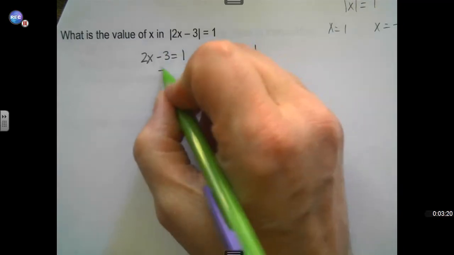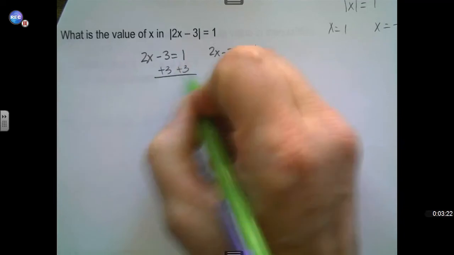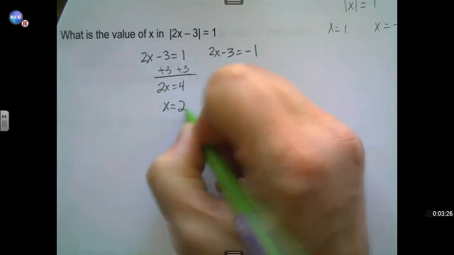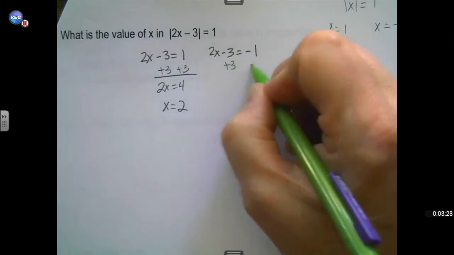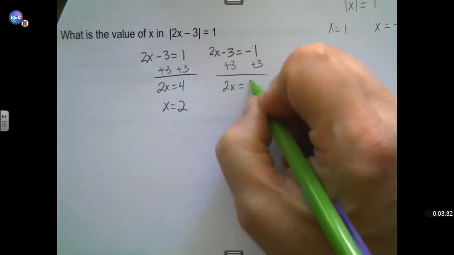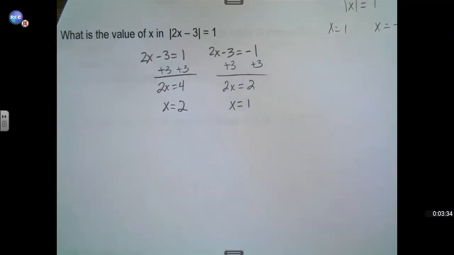So here I would add 3 to both sides. I get 2x is 4. Divide by 2. Do the same thing over here. Add 3 to both sides. 2x is 2. So x is 1. And we can plug them in and check them.